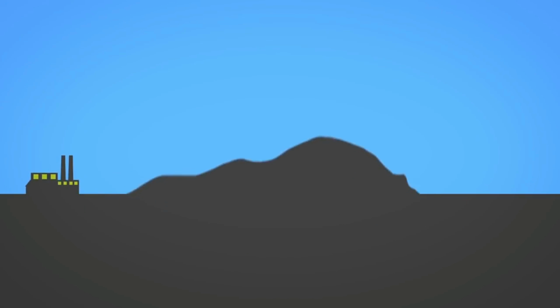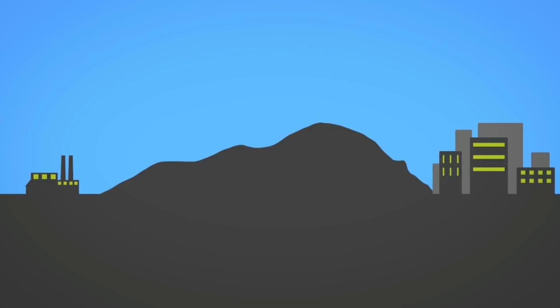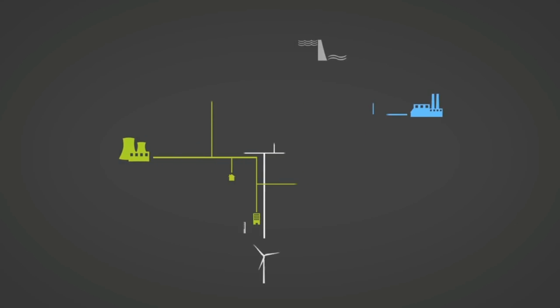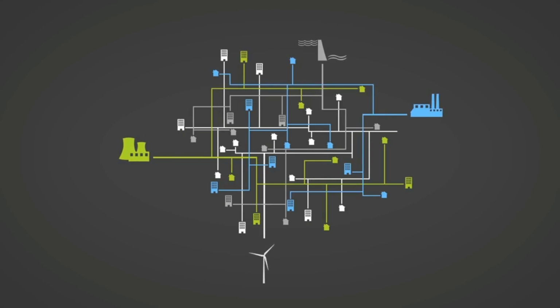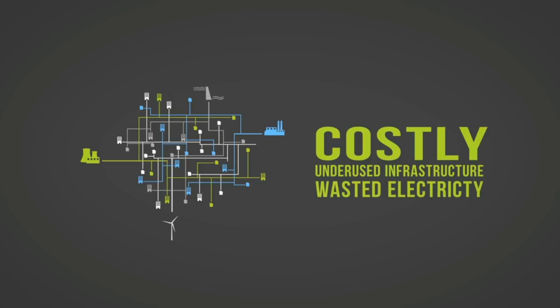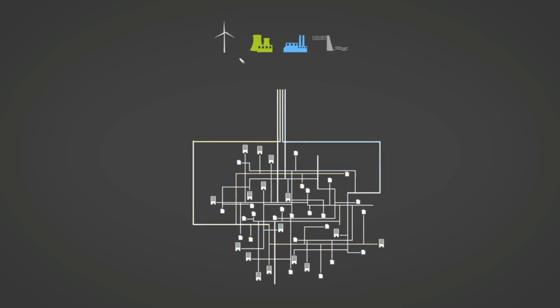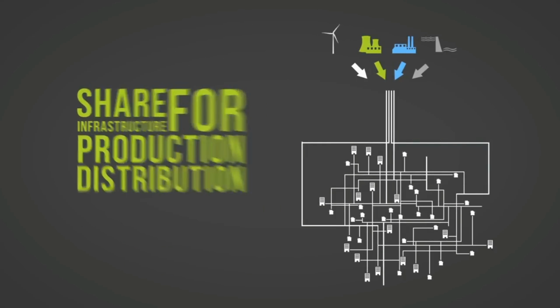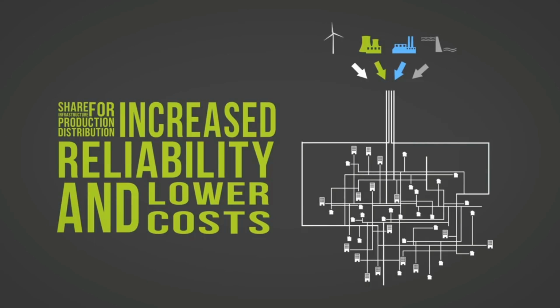The grid was created to solve the problems of geographic separation between electricity production and consumption. Electricity is often produced far from where it is used, so infrastructure needs to be built to connect the two. Prior to the invention of the modern grid, electricity producers each developed their own distribution systems for delivering electricity to the consumers. This system was costly, underused infrastructure and wasted electricity. The modern grid was invented to allow the various producers to share infrastructure for production and distribution, which led to increased reliability and lower costs.